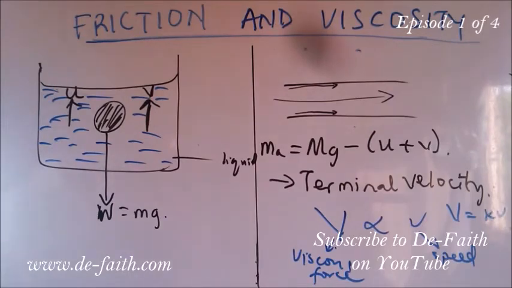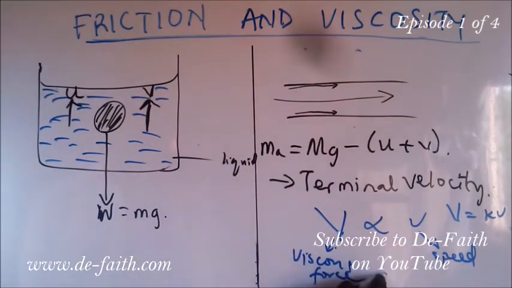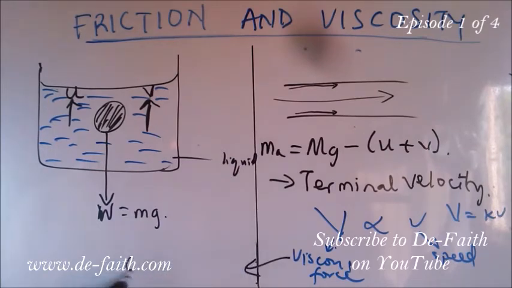Now at that point, we will realize that since it is no longer accelerating, that is, acceleration has turned to 0, we have it that this particular equation will become 0 equal to mg minus u plus v at this particular point.